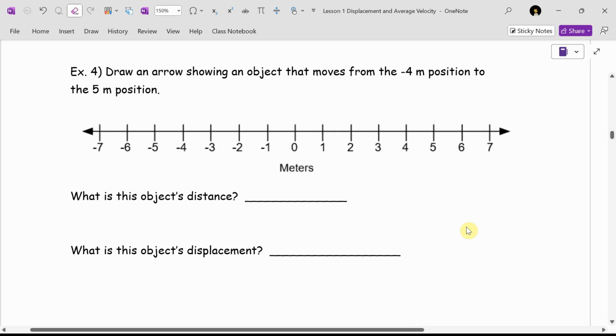So example 4 says, draw an arrow that shows an object that moves from the -4 position to the -5 position. So here's the -4 position. Here's the -5 position.